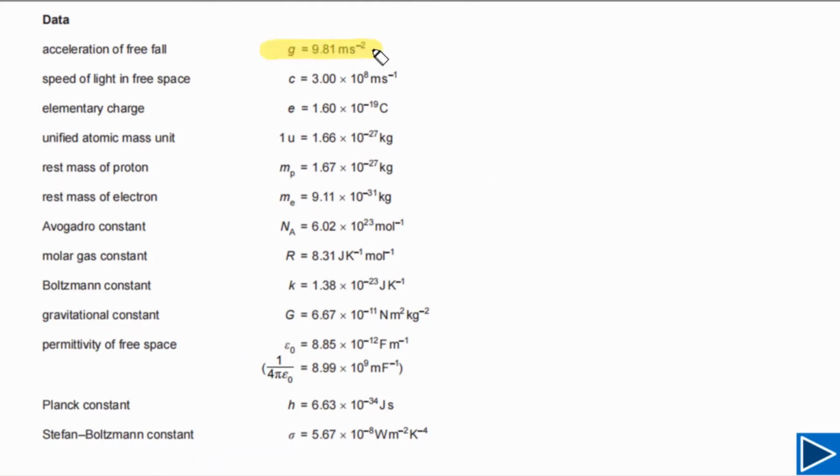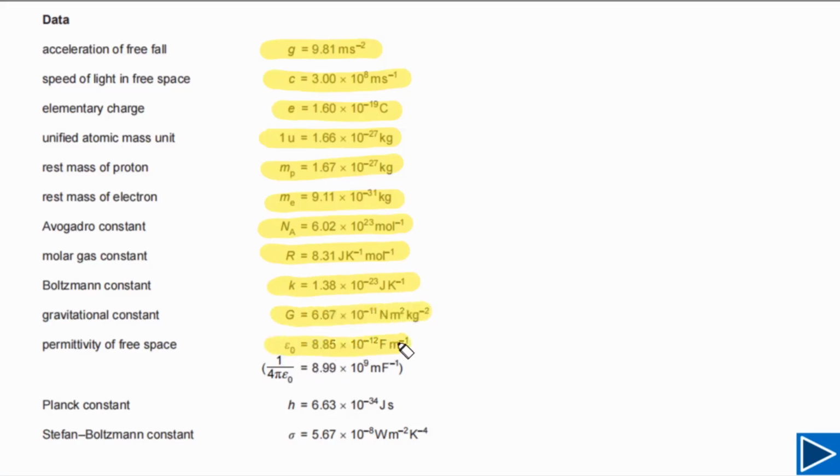very important constants. For example, the value of g at AS level, you have to use 9.81 meters per second squared, and the speed of light in air and vacuum is also given. Charge on electron is given to you. 1 u, one atomic mass unit, is given to you. Mass of proton is given. Mass of electron is given. Avogadro's constant is given. Molar gas constant is given. Boltzmann constant is given. Gravitational constant is given. Permittivity of free space is also given to you. Planck's constant is given, and the Stefan-Boltzmann constant is also given.